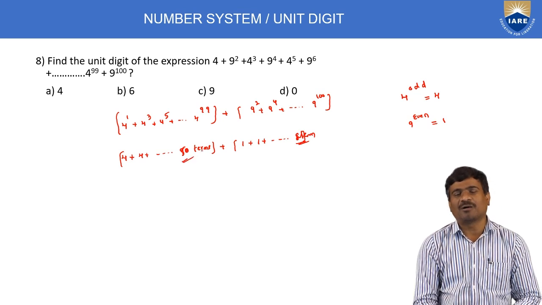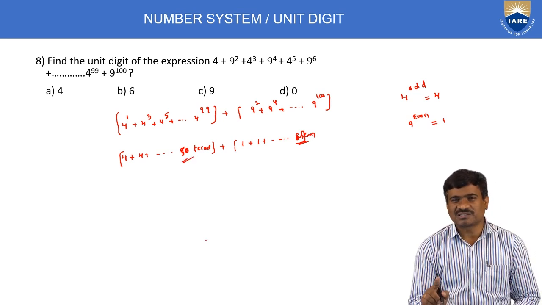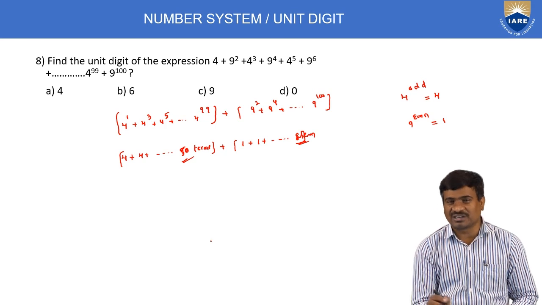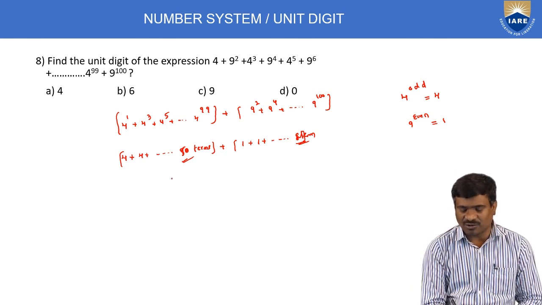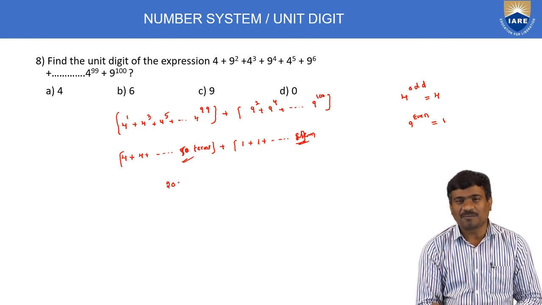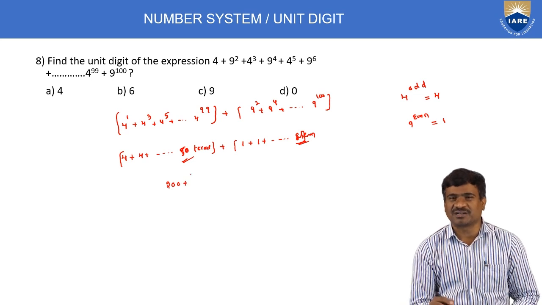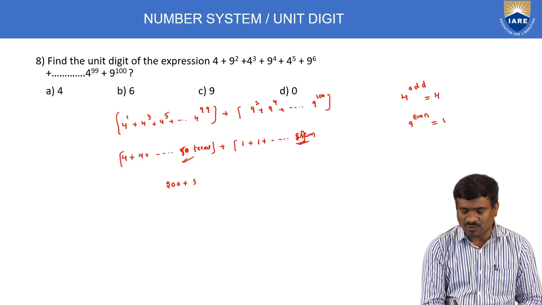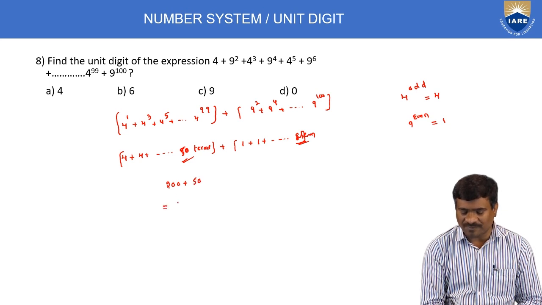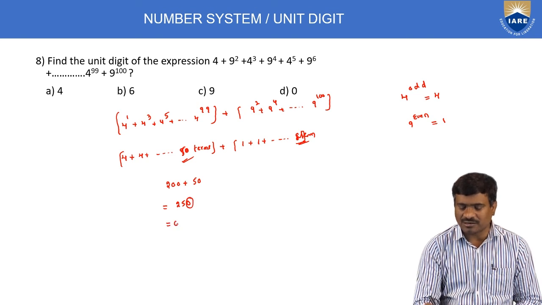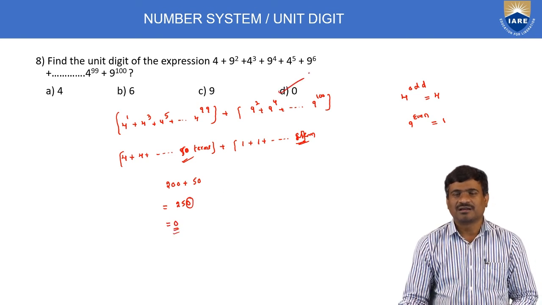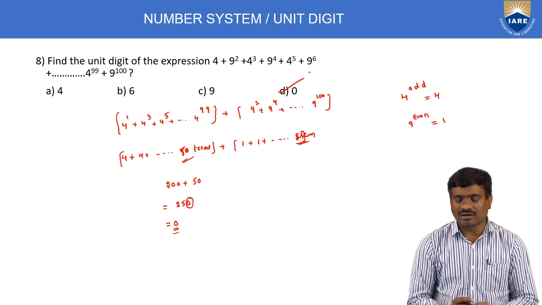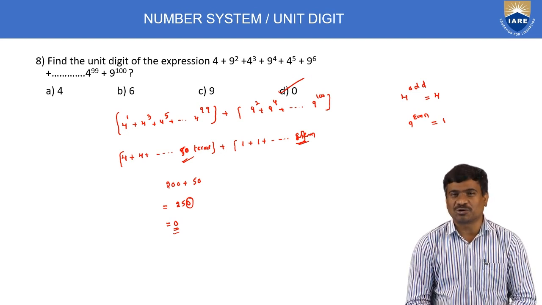Next, apply the operator. Here 4 plus 4 plus 4, up to 50 terms, is 50 into 4, which is 200. 1 plus 1 plus 1, up to 50 terms, is 50 into 1, which is 50. The sum is 200 plus 50, which is 250. In 250 the unit digit is 0, so answer D is the only correct one. The 8th example answer is 0.